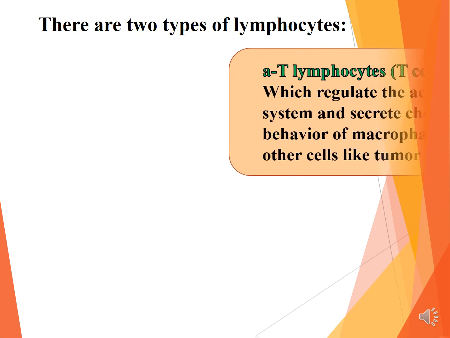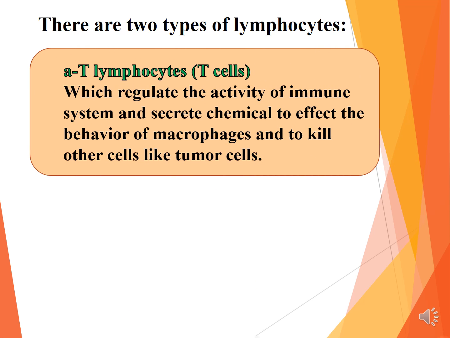The T lymphocytes, which also called T cells, regulate the activity of immune system and secrete chemical to effect on the behavior of macrophages and to kill other cells like tumor cells. T lymphocyte إلها قابلية على إفراز chemicals اللي تأثر على سلوك الماكروفاج وتجلبها إلى منطقة الانفكشن، وأيضا إلها القابلية على قتل أي خلايا سرطانية.